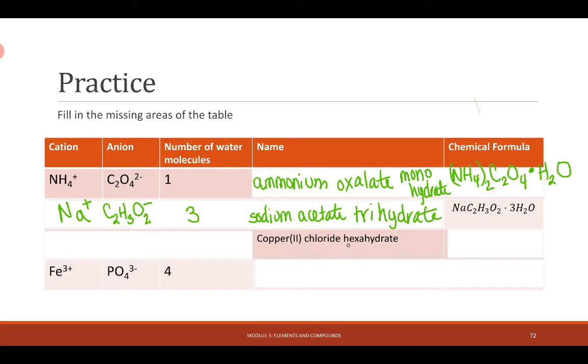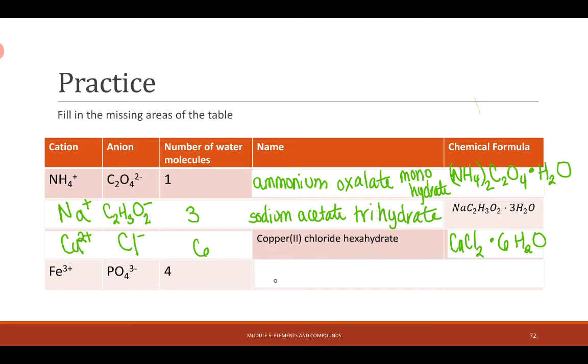All right, for our next one, let's work out our chemical formula. Oh, it says copper 2+. So it's telling me that I have copper that has a 2+ charge. Chlorine is in group 17. It's a halogen. And so it has a -1 common ion charge. Hexa means 6. And so I have 6 waters. So now I can write my chemical formula. I will need 2 chlorines for every 1 copper, and I will need 6 waters.